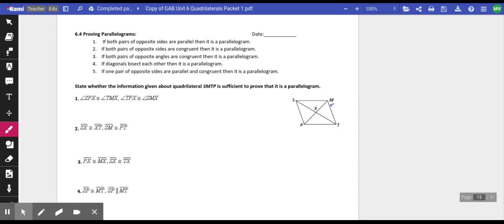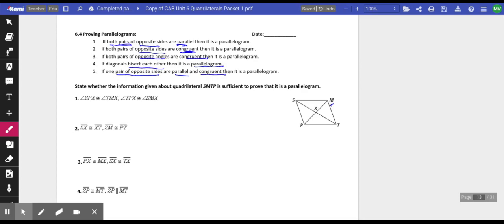So you can prove a shape is a parallelogram 5 ways. First, you need to show that both pairs of opposite sides are parallel. Then it's a parallelogram. Or I can show both pairs of opposite sides are congruent, then it's a parallelogram. Or I can show both pairs of opposite angles are congruent, then it's a parallelogram. I can show the diagonals bisect each other, then it has to be a parallelogram. Or if one pair of opposite sides are parallel and congruent, then it's a parallelogram.